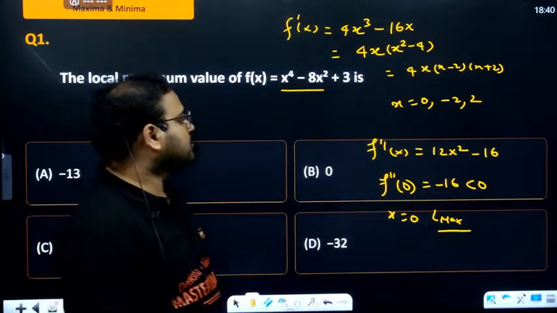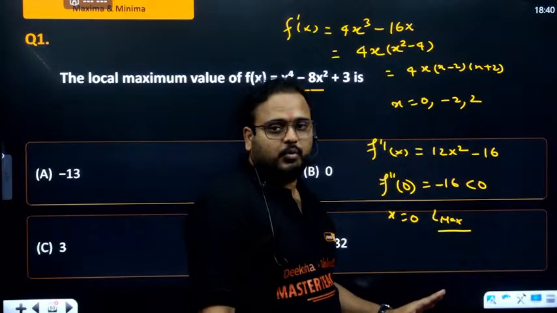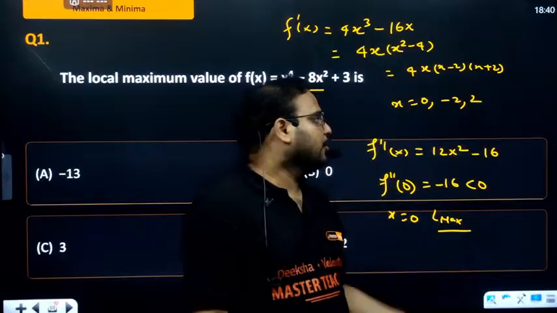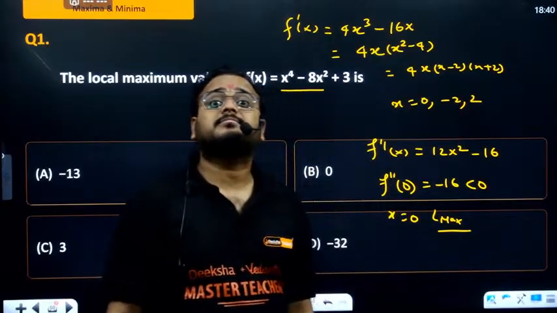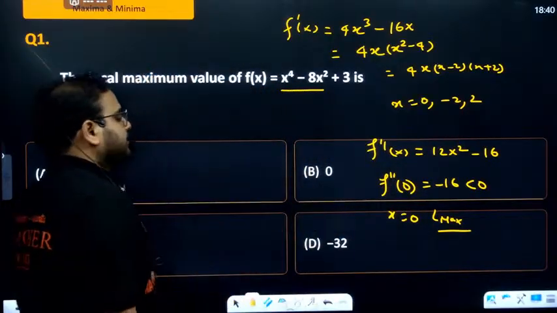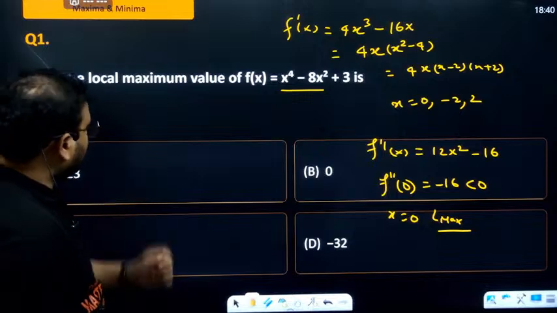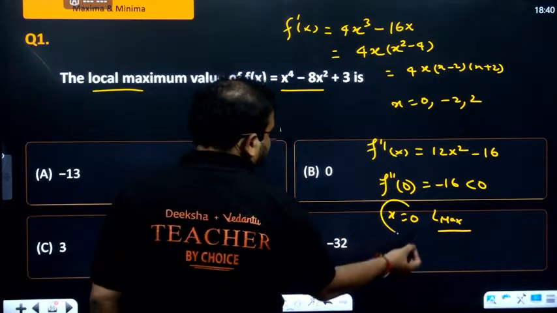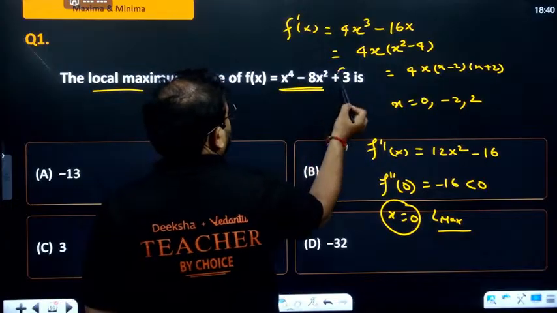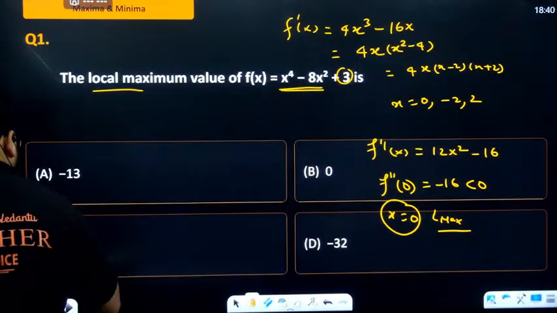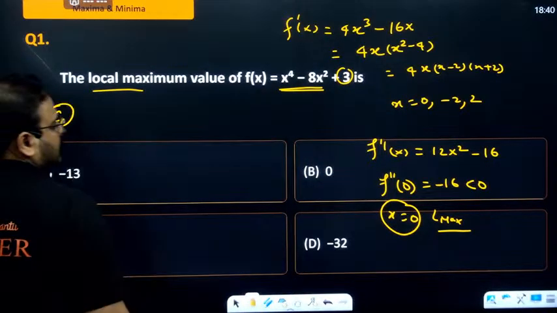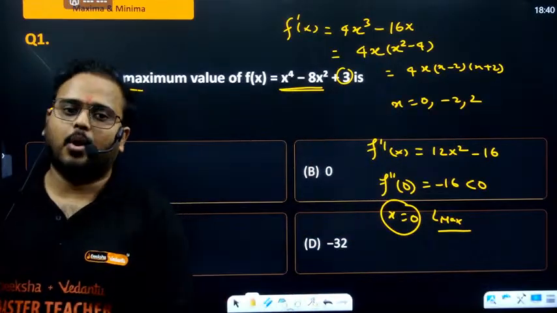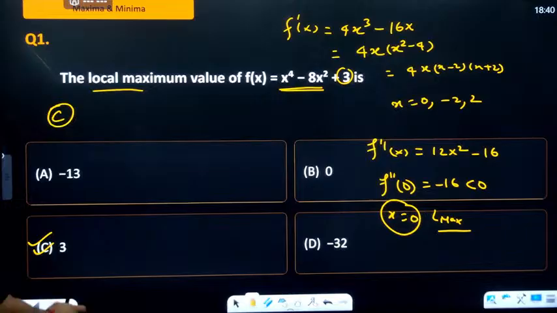What about the other two values? If I take minus 2 or plus 2, it'll become 48 minus 16, which is 32. So both these points are points of local minima. So I want to find the local maximum value, so I want to find the value at the point 0. It will be 0 plus 3. Your answer will be 3. Answer is option C.